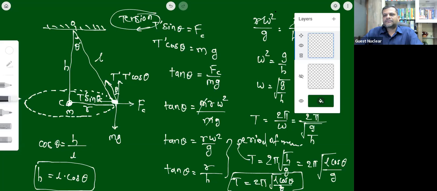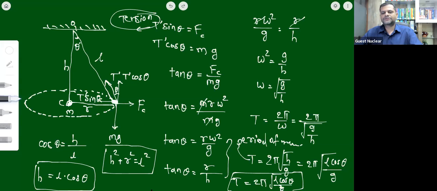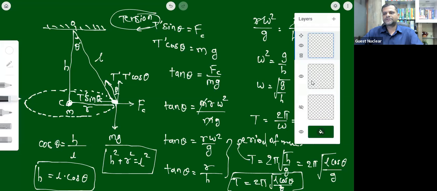One more thing is that here these three quantities H, R and L are also related among themselves by Pythagoras theorem, that is h squared plus r squared is equal to l squared. ये भी अच्छी तरह से याद रखो, क्योंकि कभी कभी h और r दिया रहता है और हमको l निकालना पड़ता है, तो ऐसे केस में हम ये वाला फॉर्मूला यूज कर सकते हैं आराम से. Okay, so this is all about the conical pendulum, and these are the formulae which we have to discuss in this circular motion.